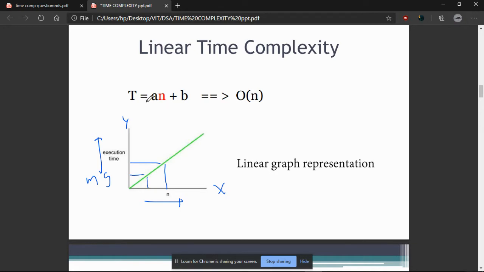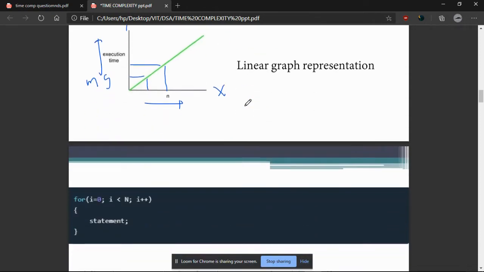Now we check the expression. The expression is t equals a n plus b. Now as we stated by the big O notation method, we cancel the a, we take the n and simply put big O in front of it. So we have big O of n. This is linear time complexity.